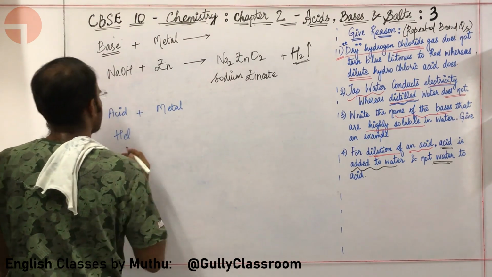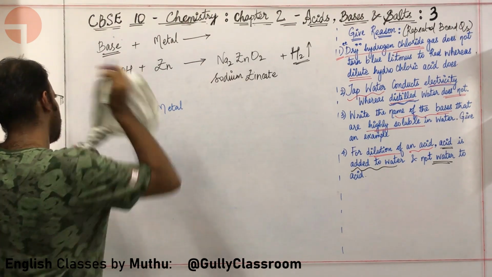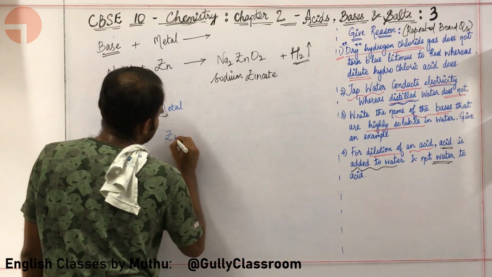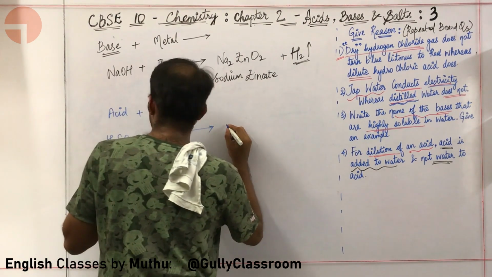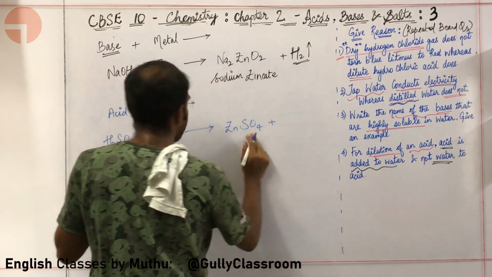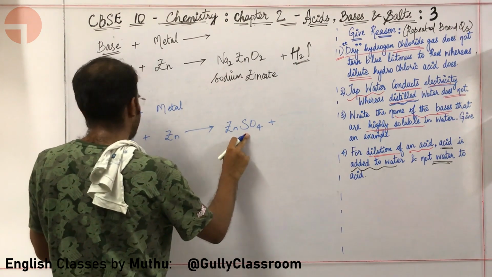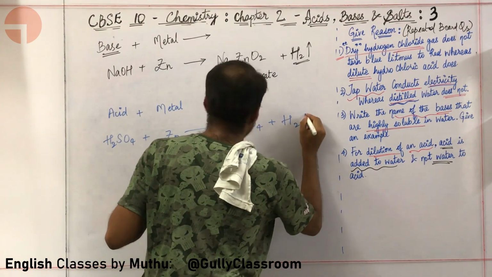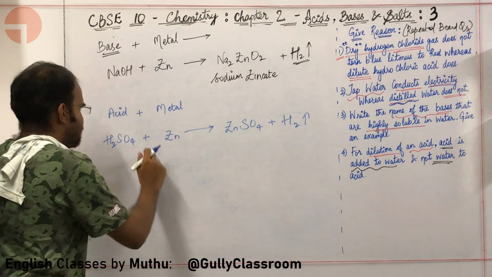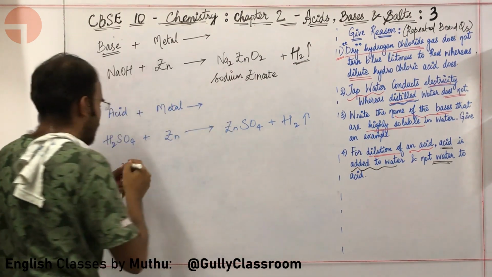Acid: let us write H2SO4, sulfuric acid, plus Zn. What will happen here? I will get ZnSO4, zinc sulfate, and hydrogen. Both of these reactions are more or less one and the same.